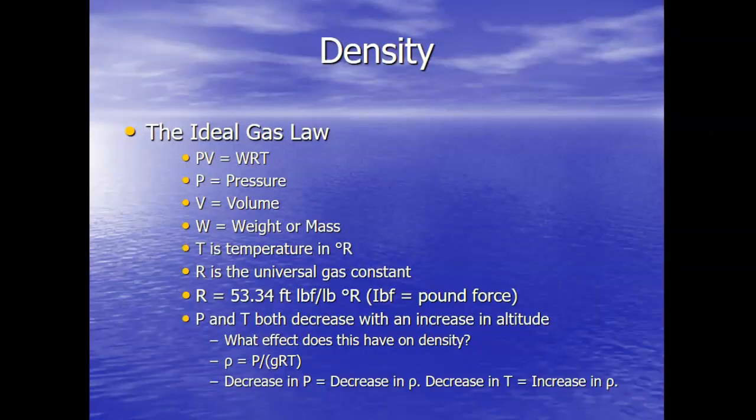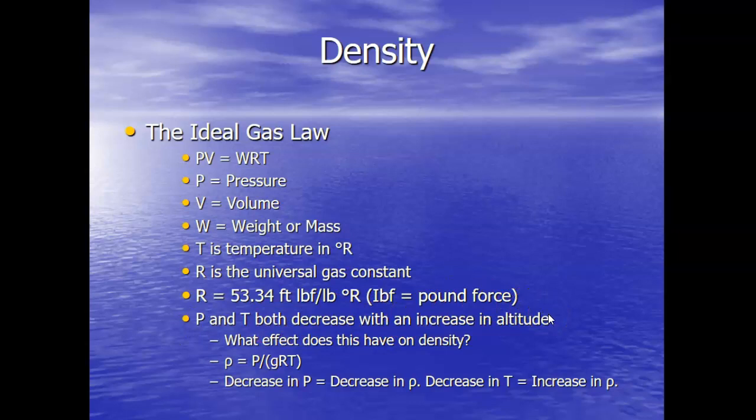Now when we look at the ideal gas law, we'll consider volume and weight as well, or mass. So we'll start with PV equals WRT, where P equals pressure, V equals volume, and W equals weight or mass. So when we consider the ideal gas law, we'll assume temperature is in Rankine, and R is the universal gas constant, shown here. We know that pressure and temperature both decrease with an increase in altitude.